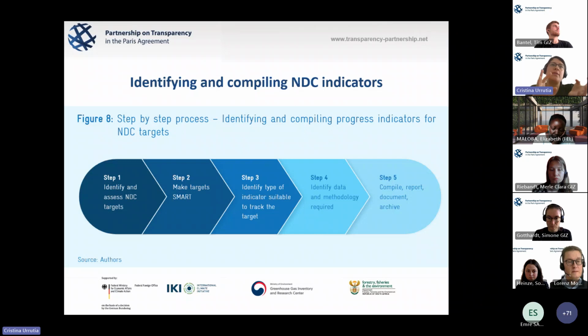So once a target is SMART, step 3 is to identify the suitable indicators to track your progress. Once this is done, it is necessary to identify the data and the methodology that will be used to compile information on the target, to calculate values of the indicator. And finally, all this information needs to be compiled, reported, and very importantly, it must be documented and archived so the work steps can be repeated, because tracking progress of NDCs and compiling information on the necessary indicators will be a regular task that all parties need to do from now on to report in their BTRs.